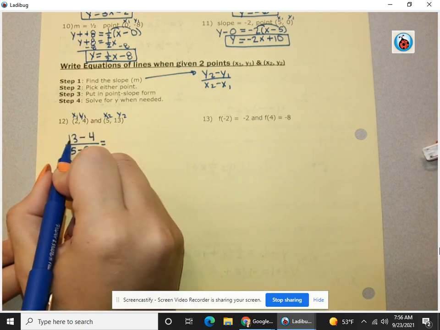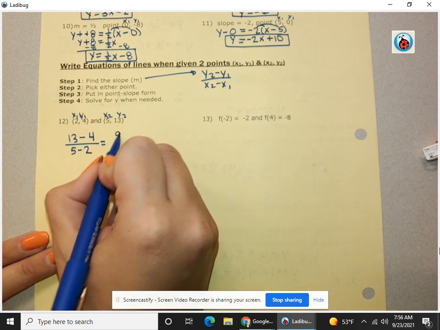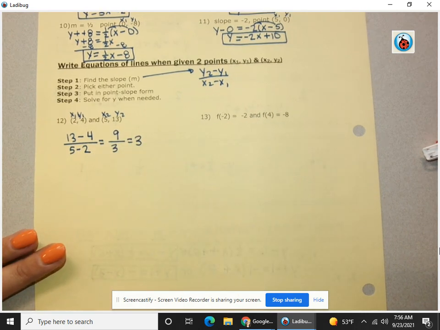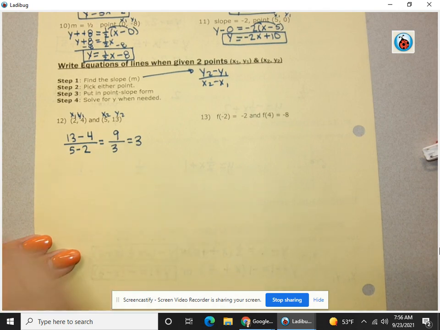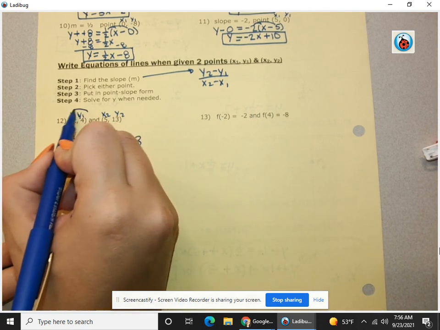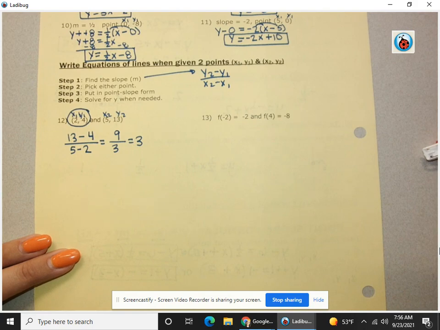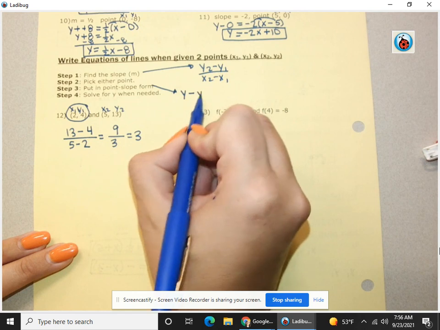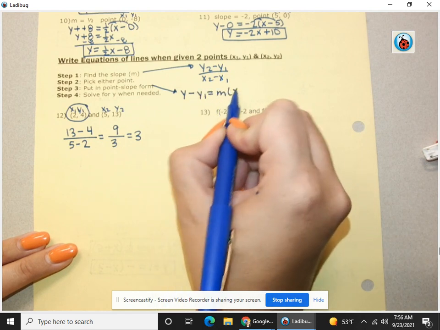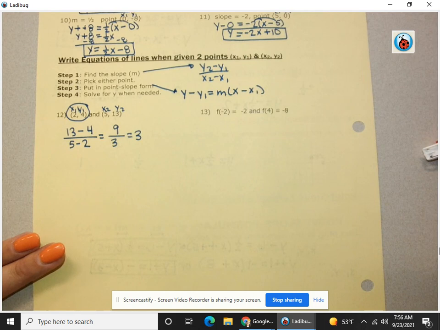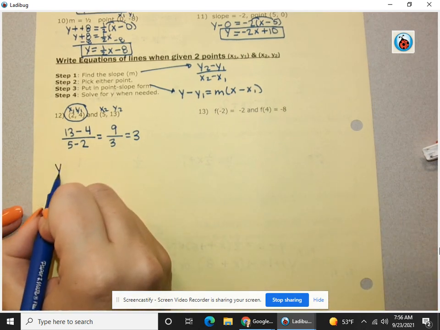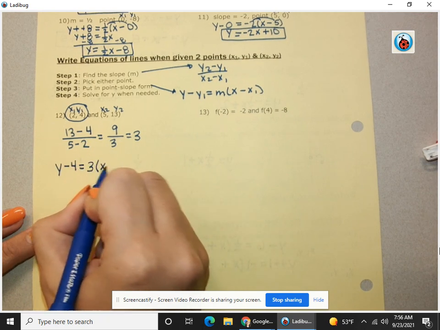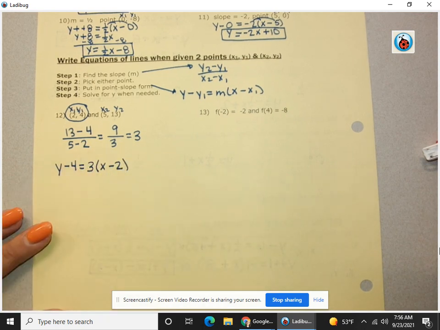I reduce. 13 minus 4 is going to get me 9. 5 minus 2 is 3, and that reduces to 3. So now I have my slope, and I'm going to pick either point. I like choosing the x1, y1 because I'm going to put it into my point slope formula, which is y minus y1 equals m times x minus x1. So I've got my y minus my y1, which is 4, equals m times x minus x1, which is 2.